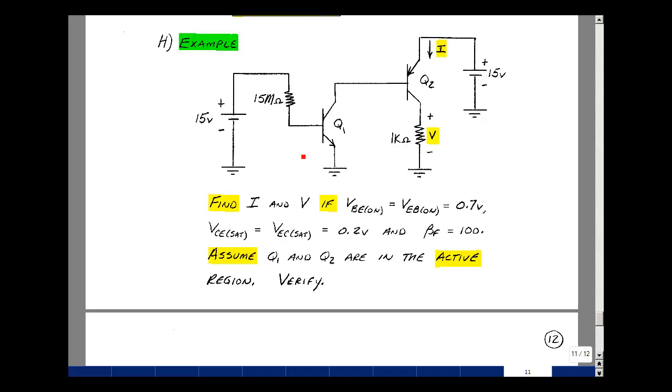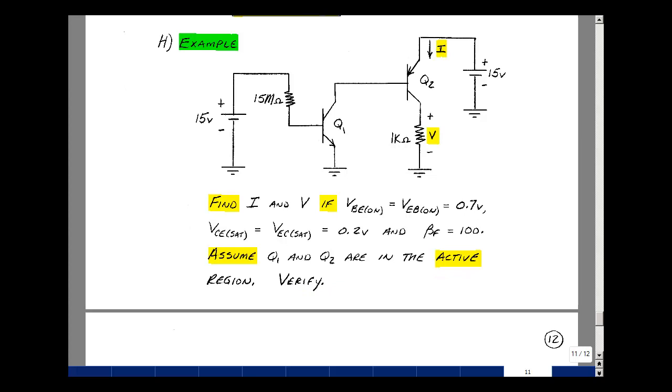Given this two-transistor circuit, could you find the current I and the voltage V given the transistor parameters of V sub BE on equal to V sub EB on equal to 0.7, and that V sub CE sat is the same as V sub EC sat equal to 0.2 volts, and that beta F for both transistors is 100. You can assume that Q1 and Q2 are in the active region and then verify the results.